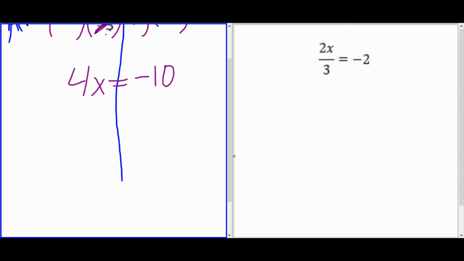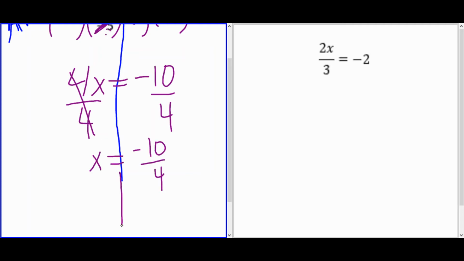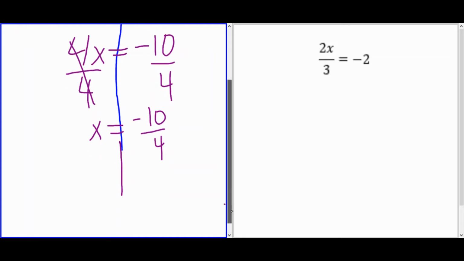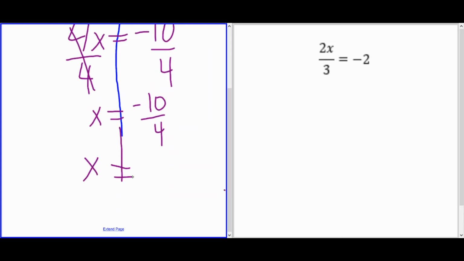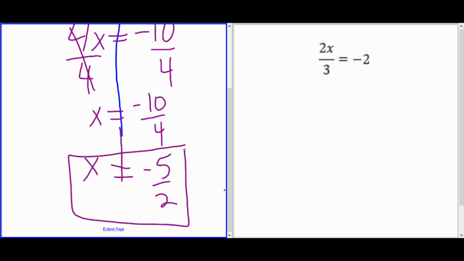Now, if I have 4x, a number next to a letter, that means multiply. So to undo multiply, you need to divide. So divide both sides by 4. So that means x is -10 over 4. So if we simplify that a little bit, these are both divisible by 2, so it reduces to -5/2. Okay.